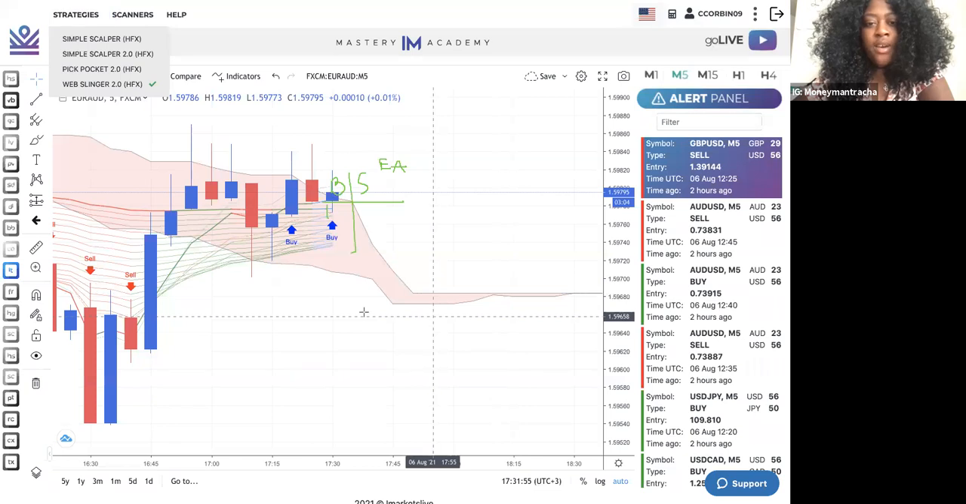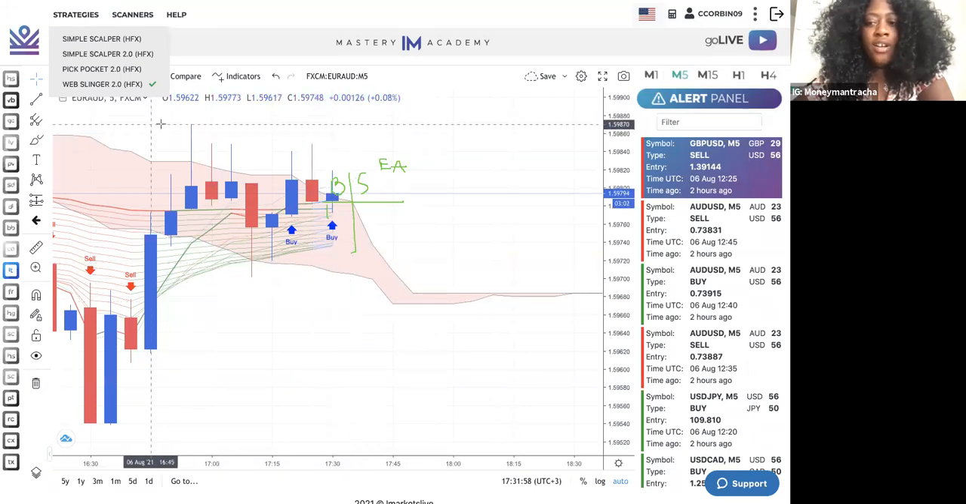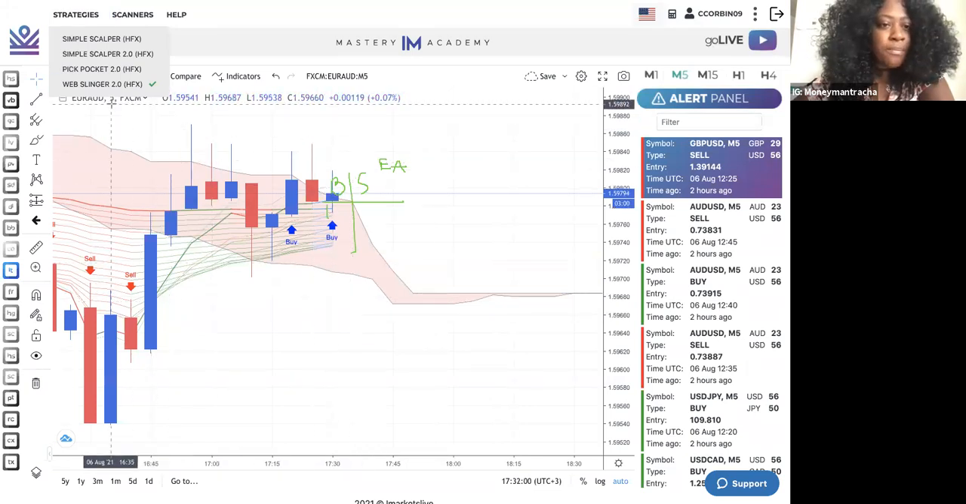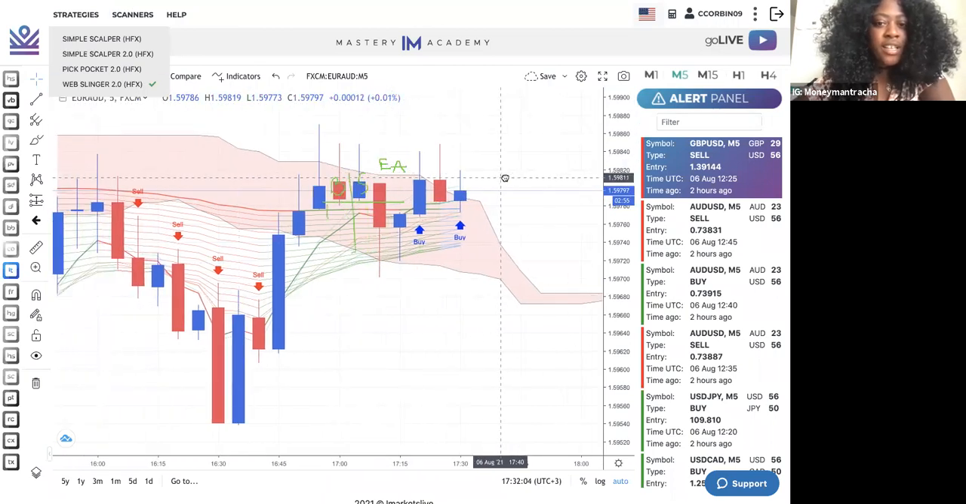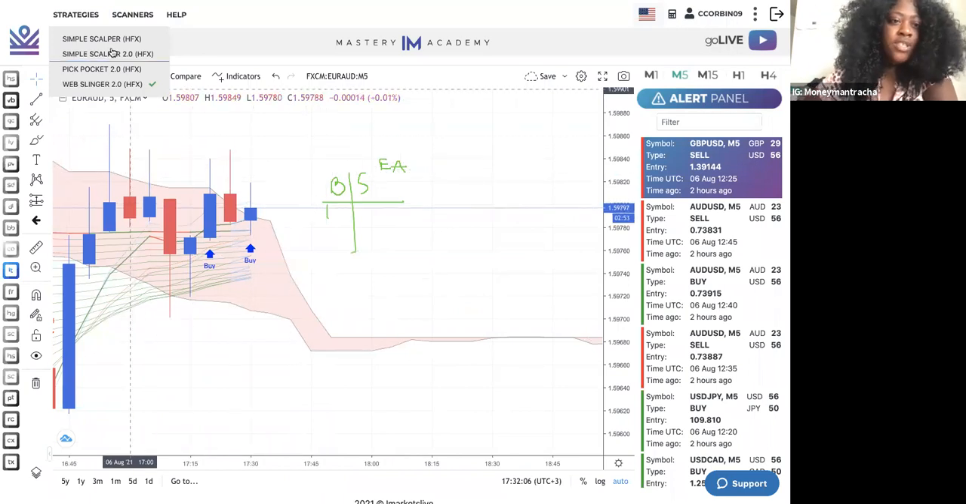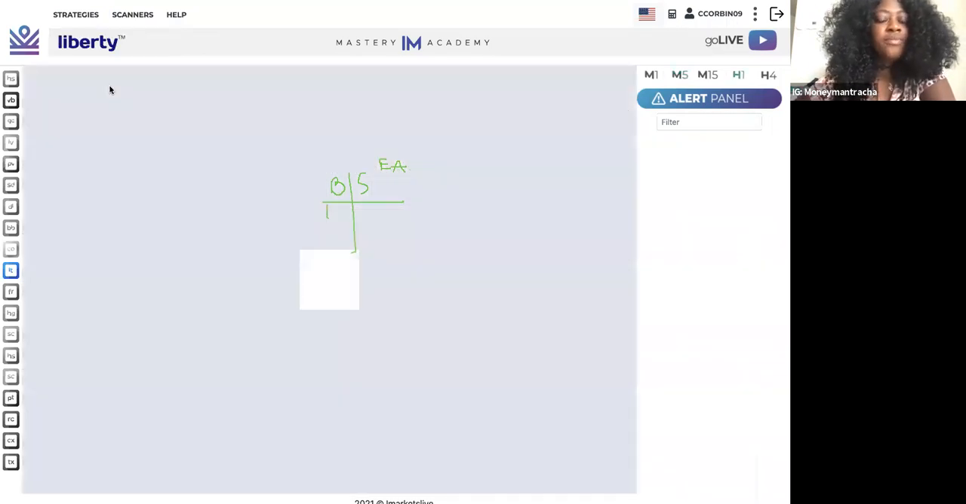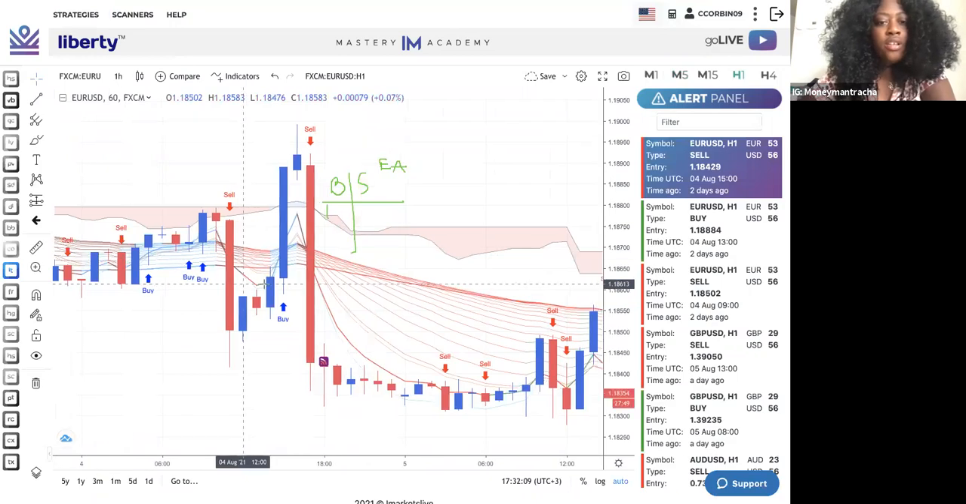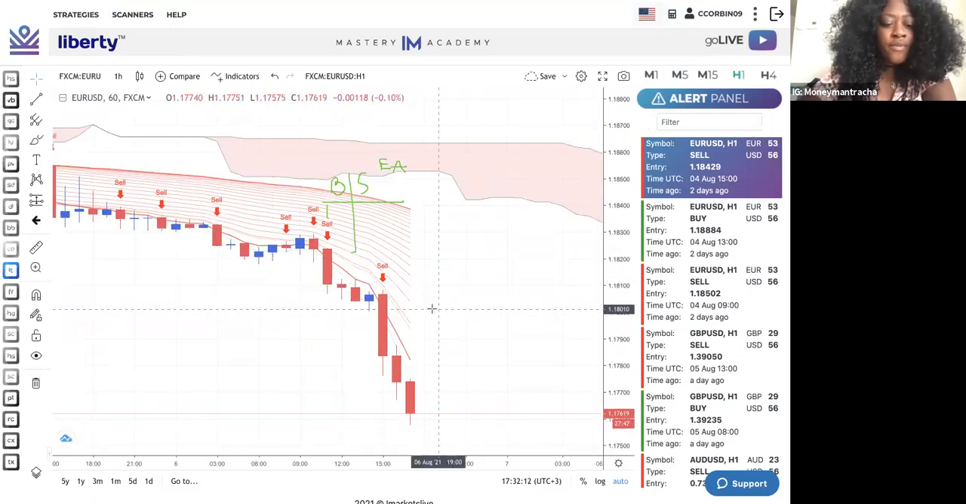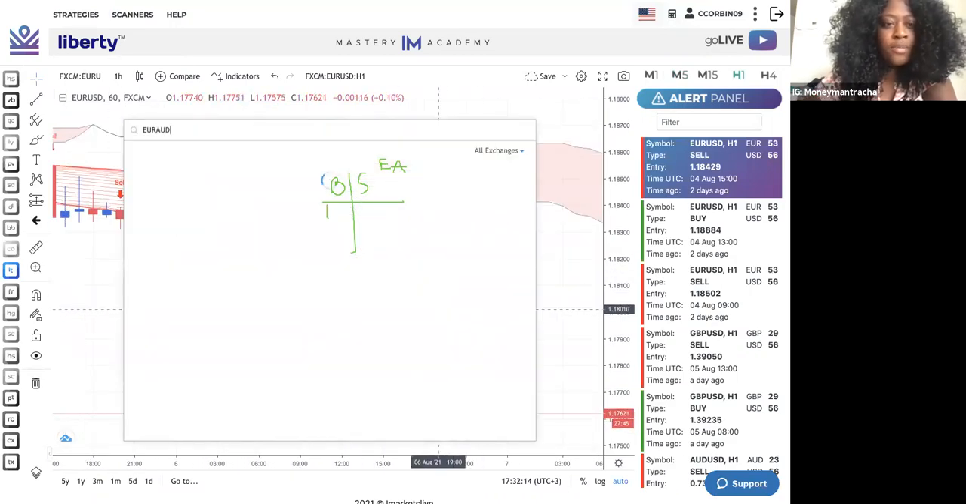All right, Mindy said Webslinger. Webslinger is pretty simple, but all right, let's see. Let's see if it's going to work in this case, which it should. All right, Webslinger. So Webslinger is actually, again, the first strategy you see when you come to Liberty Scanner.